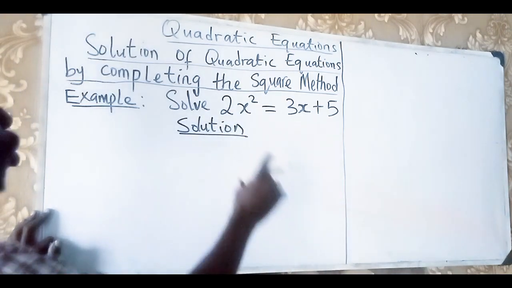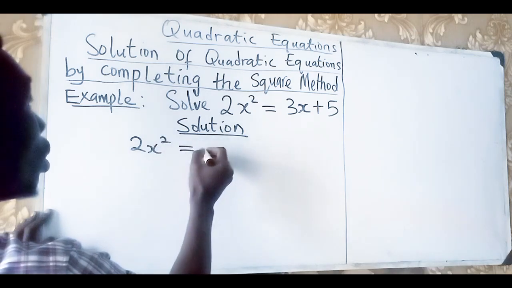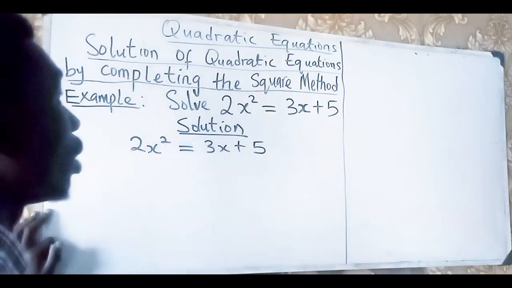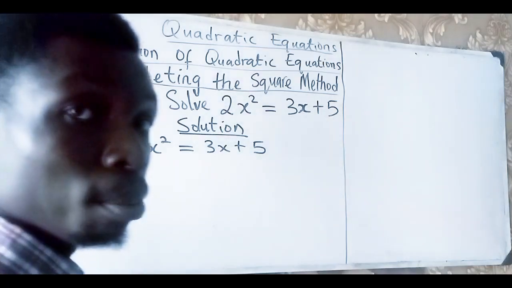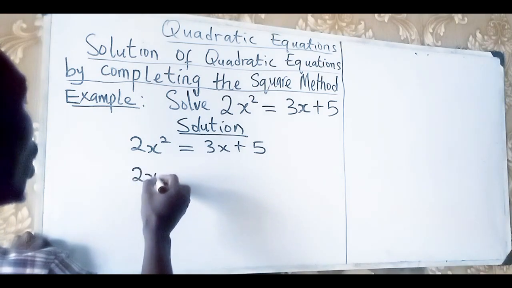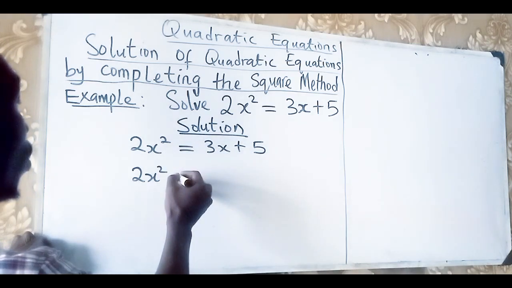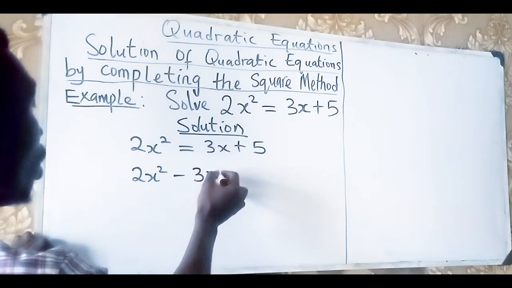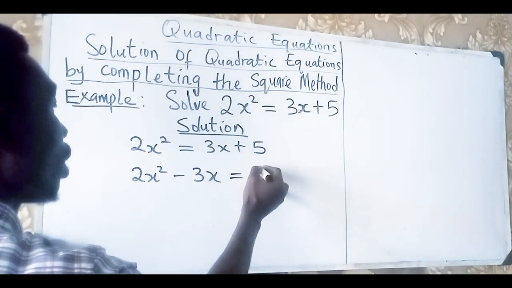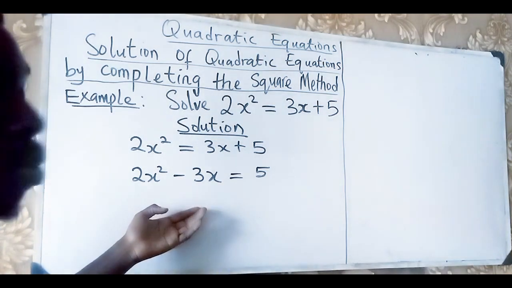The first thing we need to do is to rearrange this equation to fit the standard quadratic equation. So we are going to take these terms here. We have 2x squared, and taking this here, we have minus 3x. We can leave the constant on this side, it's not a problem. So we have it like this now.